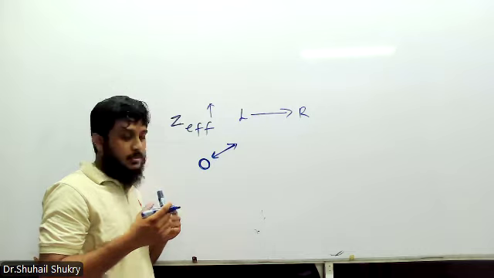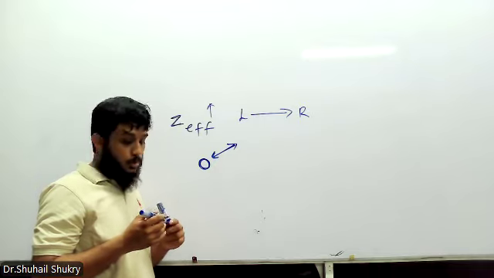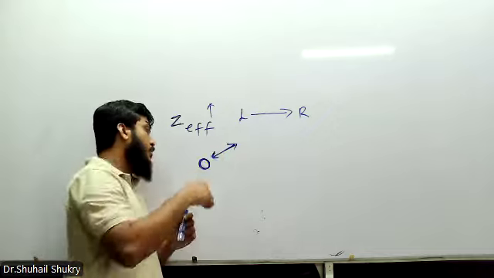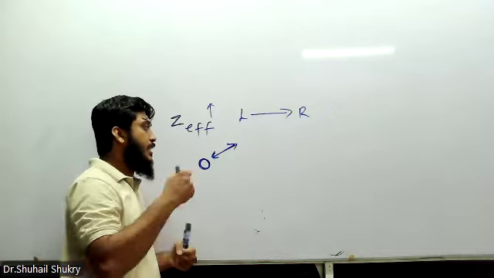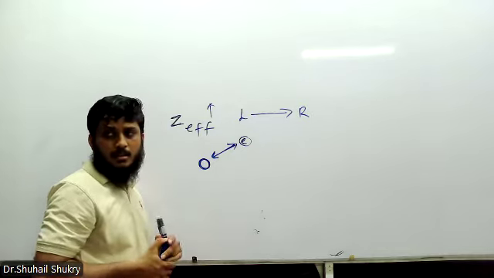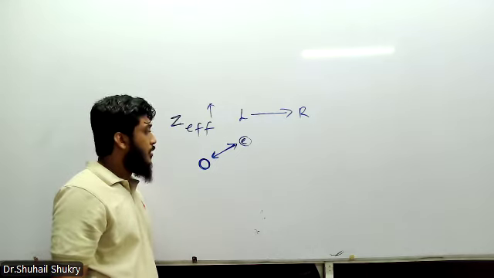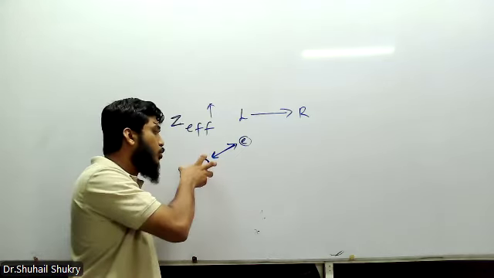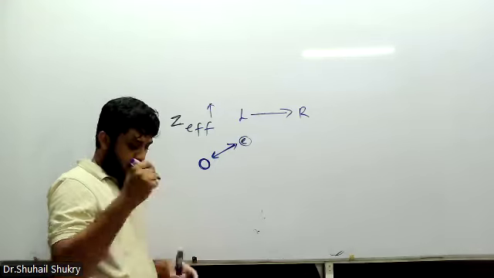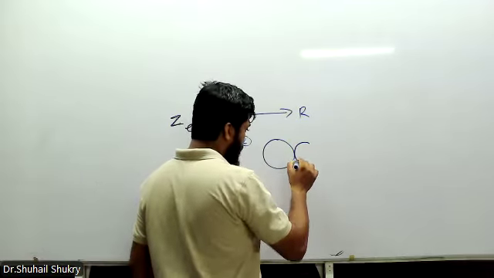So concentrate here. Don't look up and down, look only at the board. What will happen to this electron? Between this electron and the nucleus, there will be an attraction. Then when the protons are increasing, what will happen to these shells?